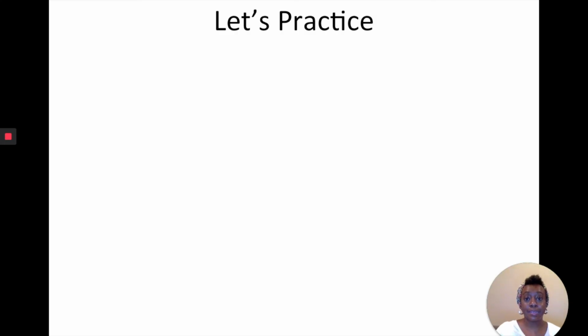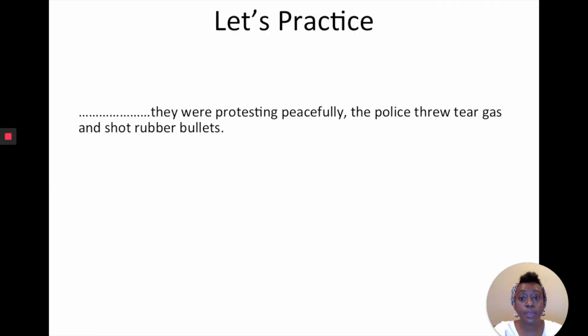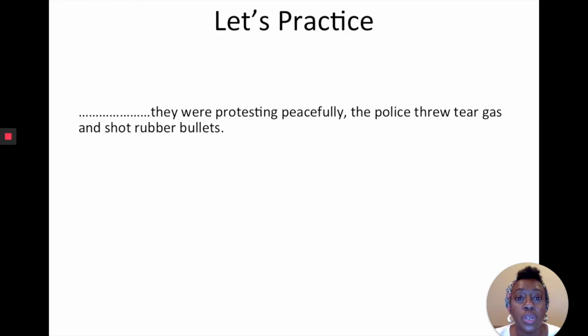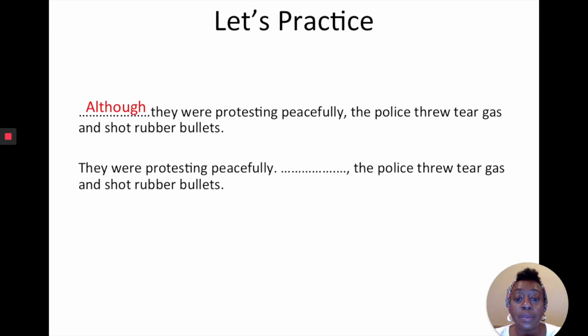So let's practice. The sentence says, they were protesting peacefully. The police threw tear gas and shot rubber bullets. And this is unexpected because if people were normally protesting peacefully, you wouldn't expect police officers to shoot. This has to be although. They were protesting peacefully. Blank, the police threw tear gas and shot rubber bullets. So based on this, however, is the best fit.